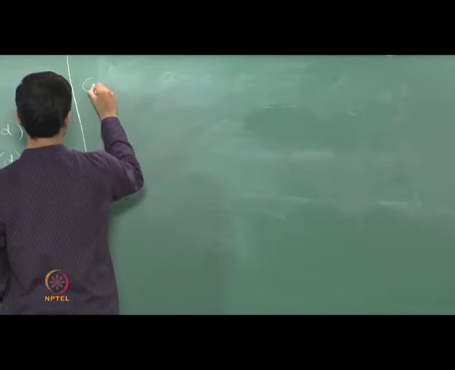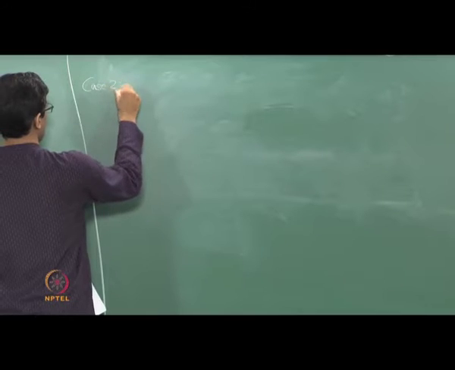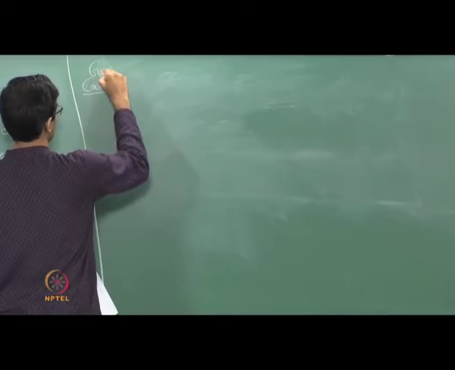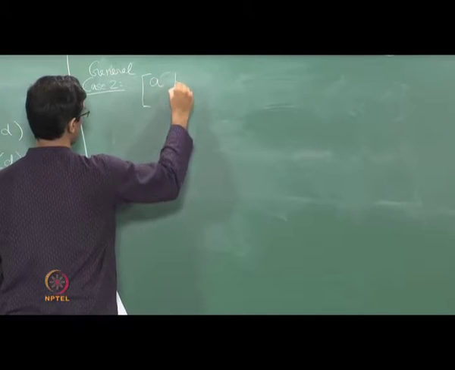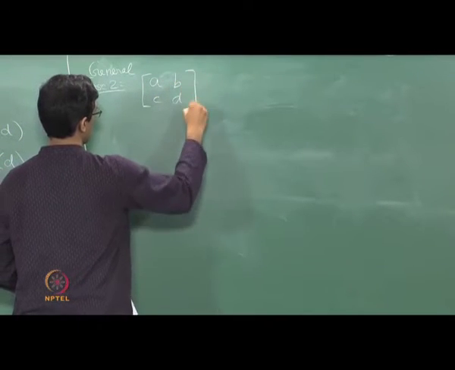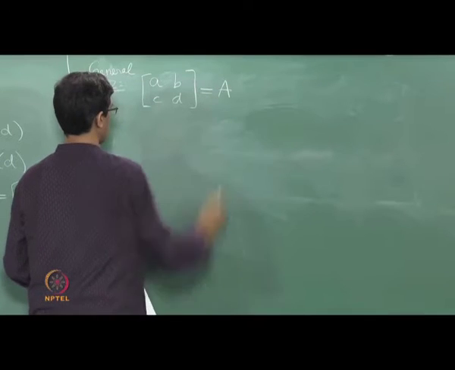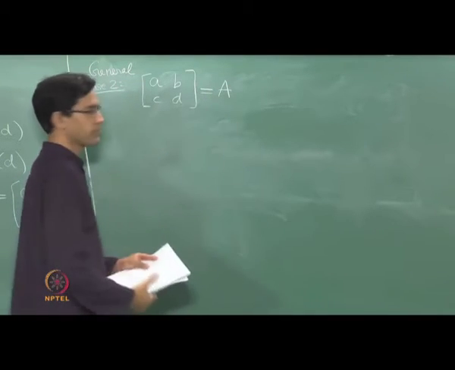So, let us say case 2 is, well, this is just the general case, it also subsumes case 1 if you wish. So, a, b, c, d, that is your matrix A. So, question is, can I find a polynomial f?